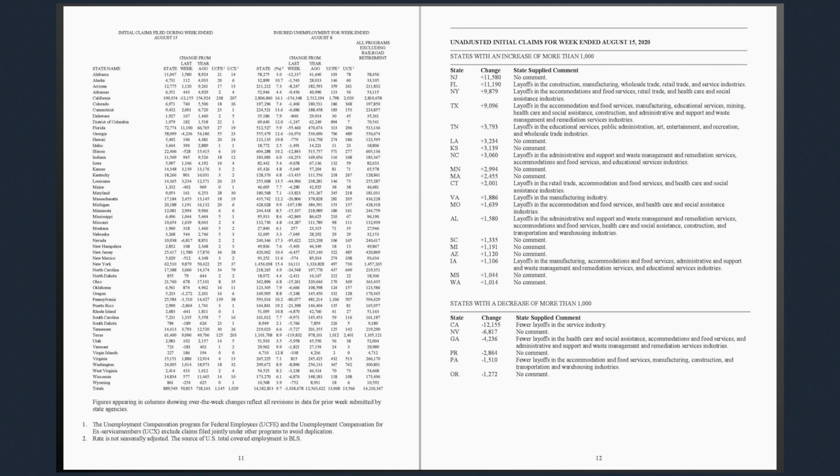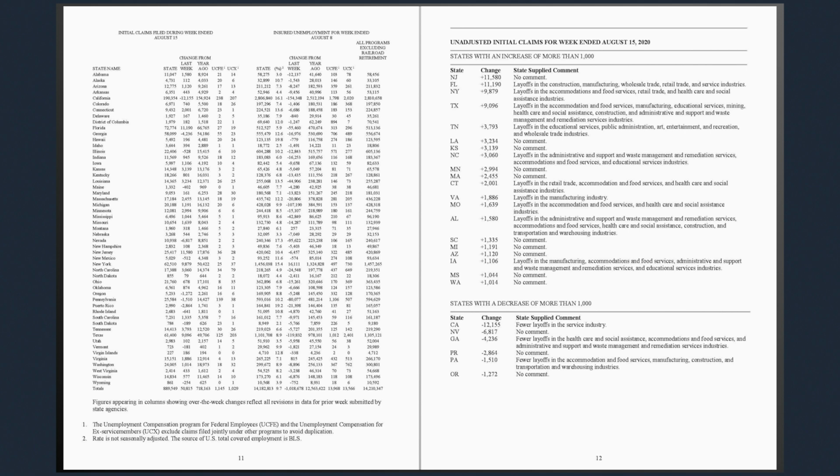Connecticut. Plus 2,001. Layoffs in the retail trade, accommodation and food services, and health care and social assistance industries. Virginia. Plus 1,886. Layoffs in the manufacturing industry. Missouri. Plus 1,639. Layoffs in the accommodation and food services, and health care and social assistance industries.